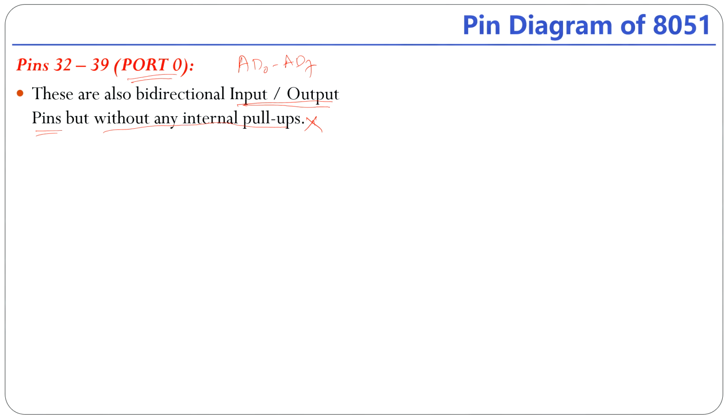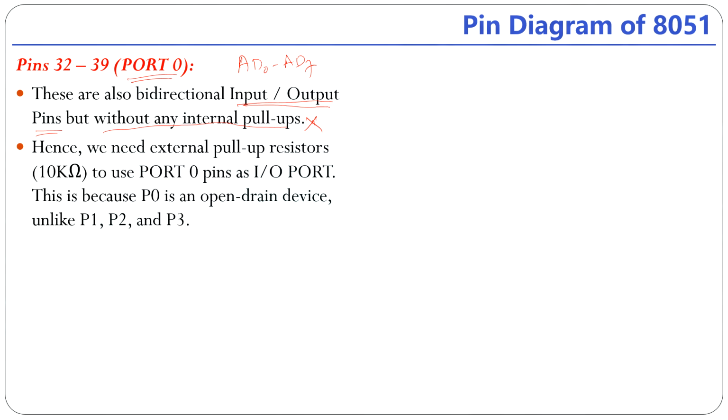That means externally you need to connect pull-up resistors of 10 kilo ohms to use port 0 pins as IO port. This is because port 0 is an open drain device. That means the drain is not connected to anything, it is open, unlike port 1, port 2 and port 3. So externally we need to connect a 10 kilo ohm resistor as a pull-up resistor.